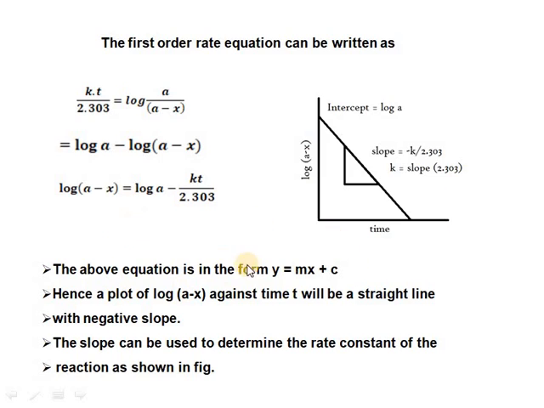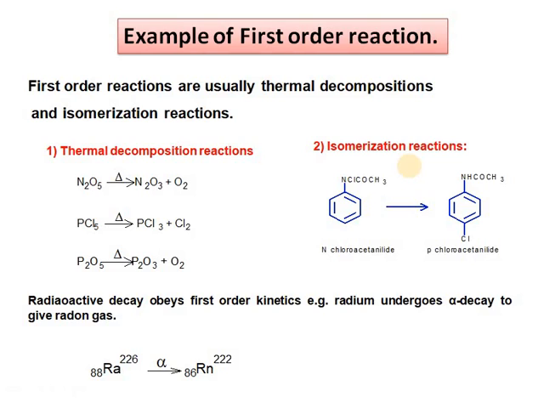This above equation can be written in the form of y is equal to mx plus c, and therefore the plot of log of A minus X against time t will also be a straight line, but it shows a negative slope, and this slope can be used to determine the rate constant of the reaction, that is K is equal to slope into 2.303. Some examples of first order reactions are shown here.